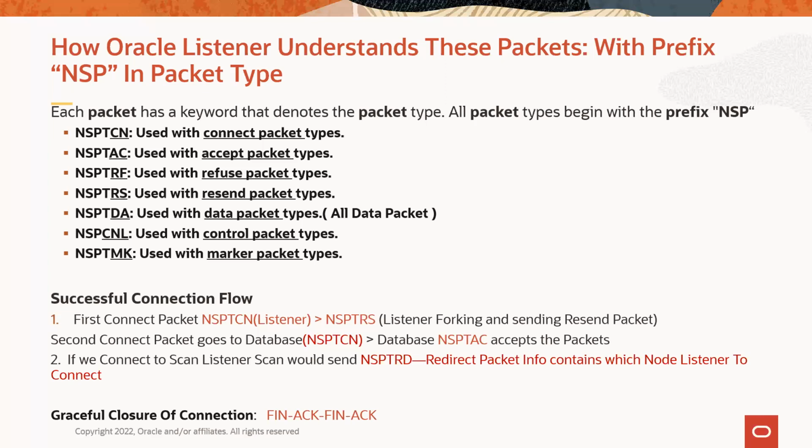What happens is the listener takes that connection, forks it into a child process, and sends the resend packet. When the resend packet is received at the client end, the client sends the second connect packet, again with connection string information, and it goes to the database. For this connect packet, the database should respond, hey, I accept your packet. From here, you're connected to the database. Let's start with the authentication. You send me your username and password, I authenticate whether you're good to go, and the session is established.